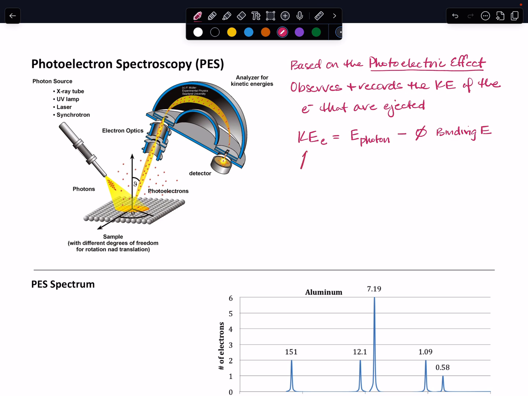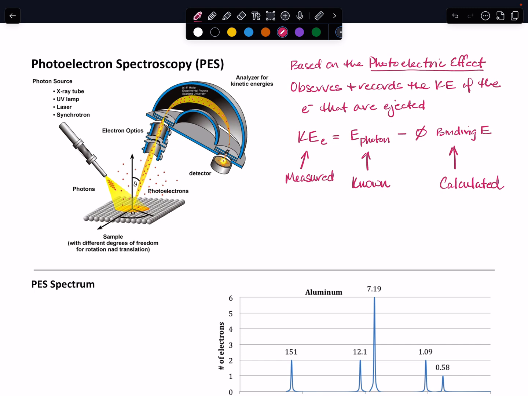All right. So this is what is measured. This is known based on what wavelength you set your light source to. And this is calculated. So this is determined by the setup. Again, the detector measures the kinetic energy, and that kinetic energy is what is left over after the binding energy is satisfied by the energy of that incoming photon.